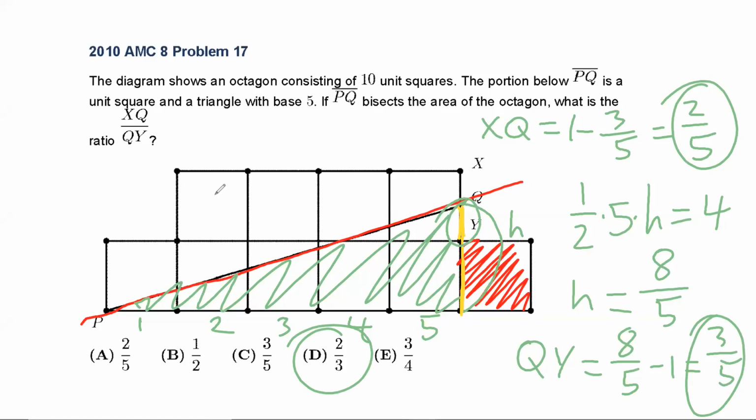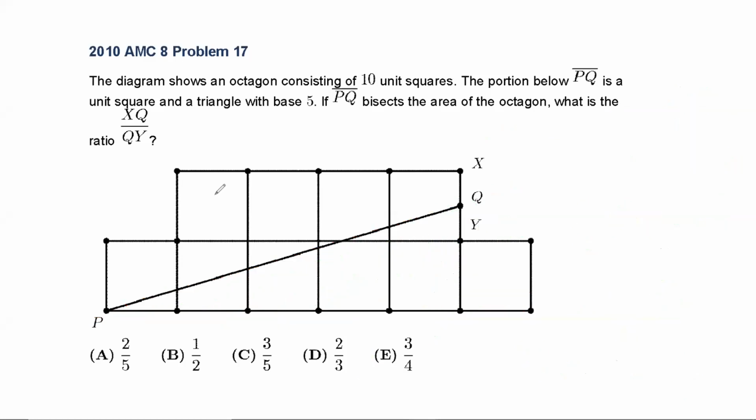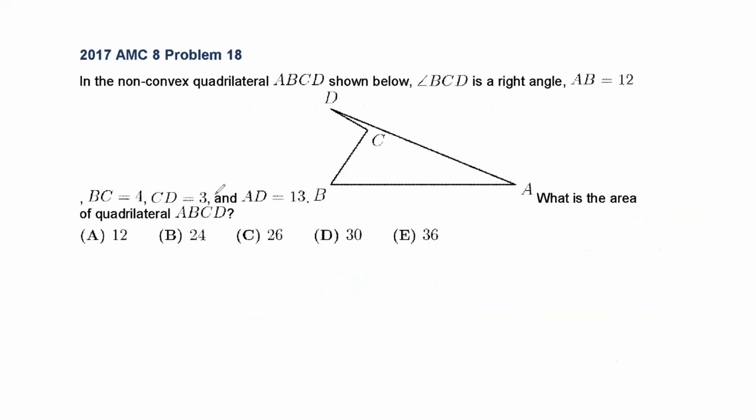Okay, so it looks like we have time for one more question. Let's do this one. In the non-convex quadrilateral ABCD shown below, angle BCD is a right angle. AB is equal to 12, BC is equal to 4, CD is equal to 3, and AD is equal to 13. What is the area of quadrilateral ABCD?